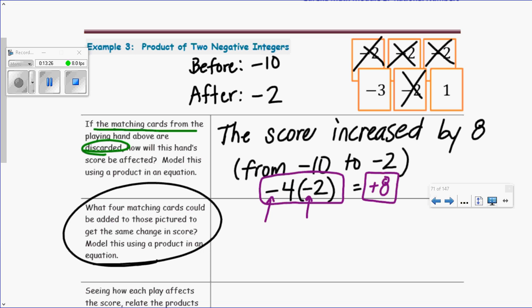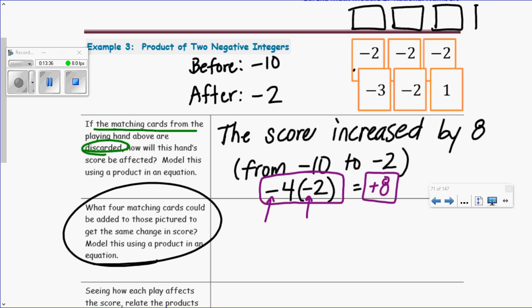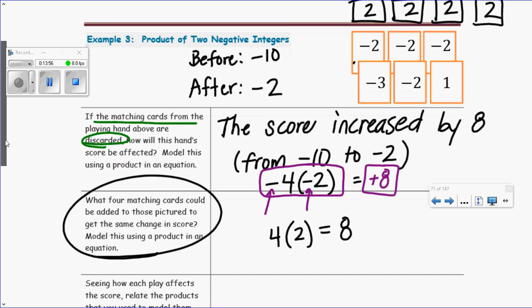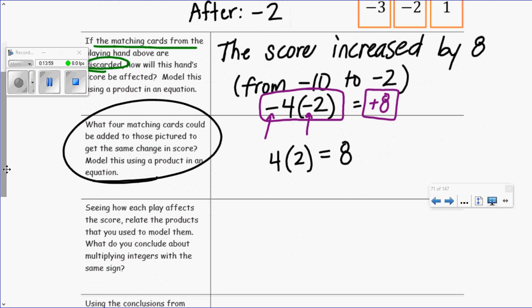The next question says, what cards could I pick up to cancel them out? Let's imagine what 4 cards, 1, 2, 3, 4, I could pick up to also cancel out or get rid of those negative 2's. That would be positive 2's. So I could also pick up 4 positive 2 cards, and I would also increase my score by 8, so positive 8. Hopefully you're starting to see a little pattern here.